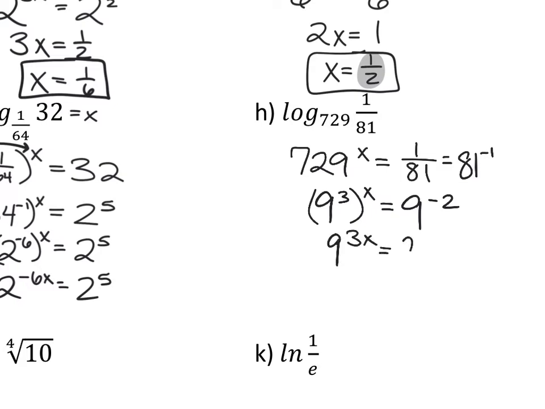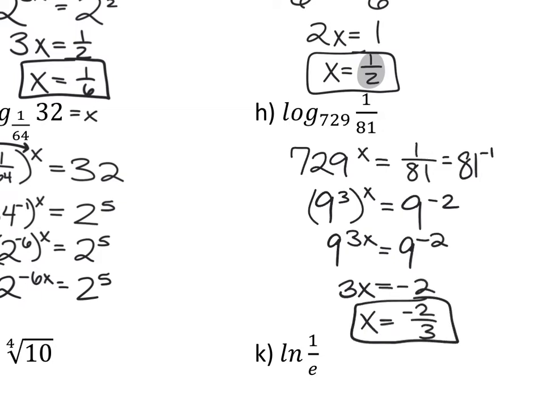You could have done this problem with bases of 3, but we recognized the base 9 first, which means go with base 9s if you recognize it. Once the bases match, we just compare the exponents. 3x equal to negative 2, solve for x. X is equal to negative 2/3. Again, we shouldn't get these questions wrong because we can take this number and plug it back into the beginning exponent version and make sure it actually comes out to 1 over 81.